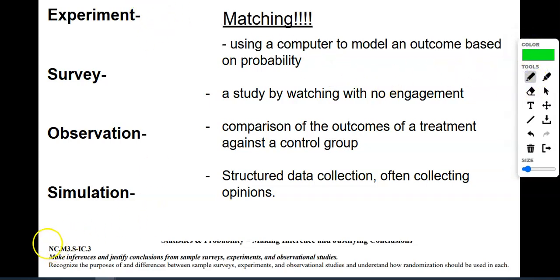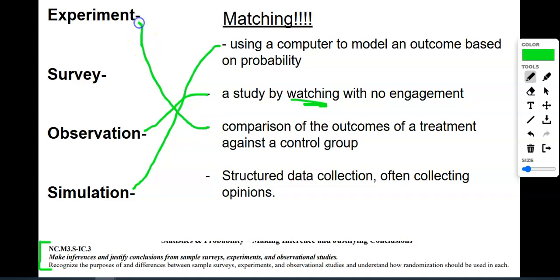One of the standards I think I do understand very well is being able to identify, when given a situation, which method would be best to collect information. If you're using a computer to model an outcome based on probability, that's a simulation. If you're doing a study by watching with no engagement, that's an observation. If you're comparing the outcomes of a treatment group against a control group, so basically 2 groups, that's an experiment.